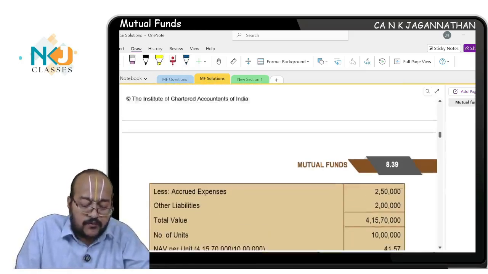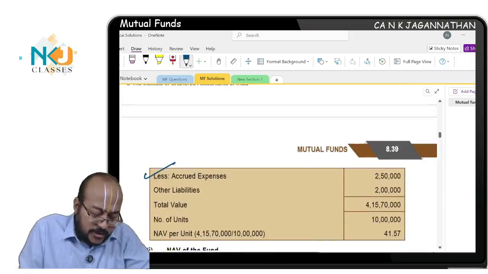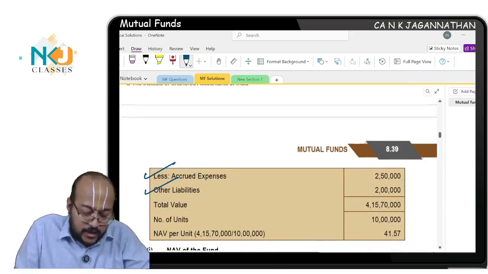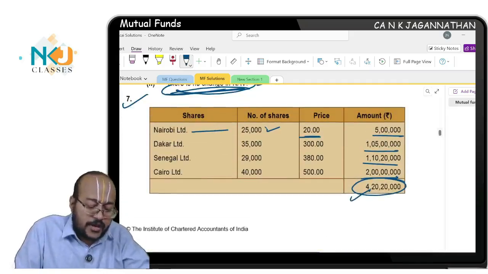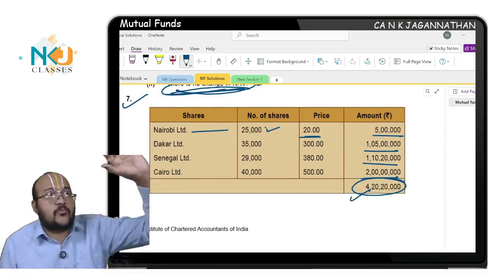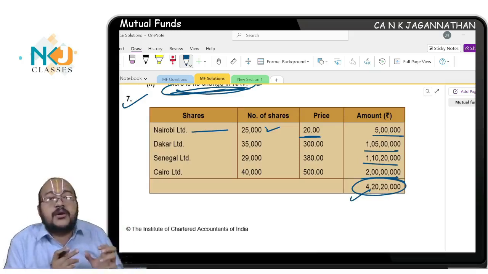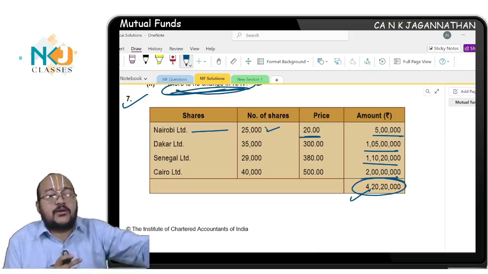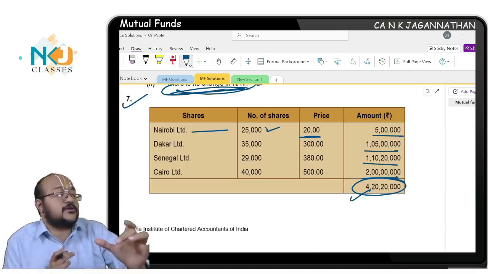Now, this is the total value of the assets or investments. From this you need to reduce the accrued expense and other liabilities. You will get the total value as this much. In this question there is no cash balance. If the question gives you adjustments related to cash, you have the opening cash, some adjustments will be made, the receipts in between and the payments in between will be considered, and you will get the closing cash balance. That closing cash balance you should answer.